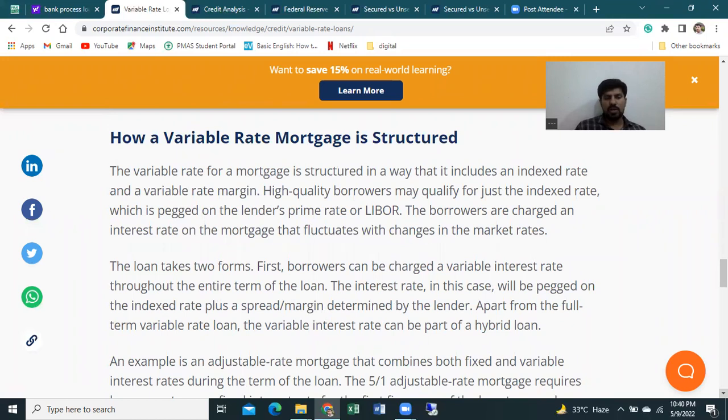Borrowers can be charged the variable interest rate throughout the entire term of the loan. The interest rate in this case is pegged to the indexed rate plus a separate margin determined by the lender. Apart from full term variable rate loans, the variable interest rate can be part of hybrid loans.